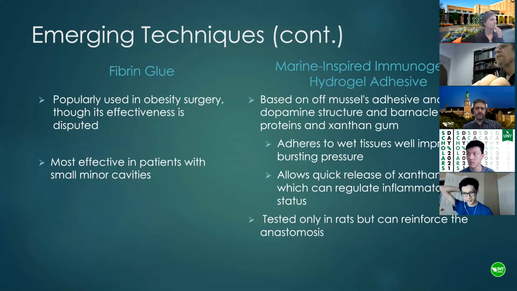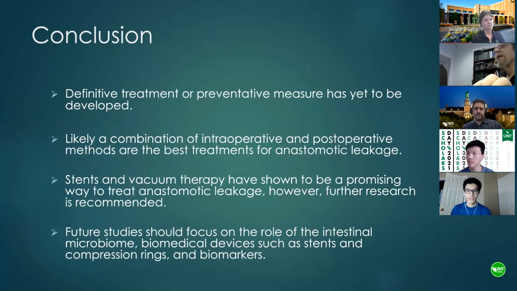And a new hydrogel, marine inspired, based off of mussels and barnacle cement proteins and xanthan gums, has been developed to adhere to wet tissues, which has been shown to increase bursting pressure, but it's only been tested in rats, but it can reinforce the anastomosis.